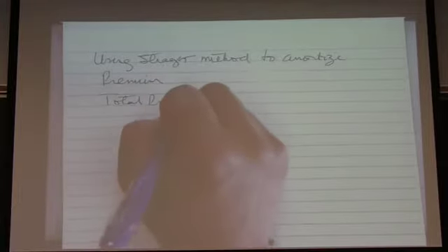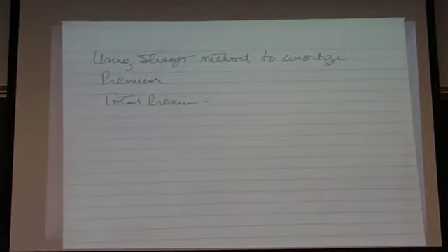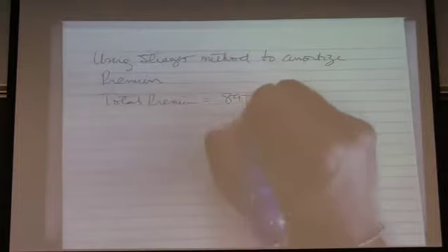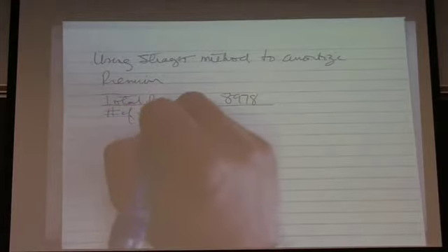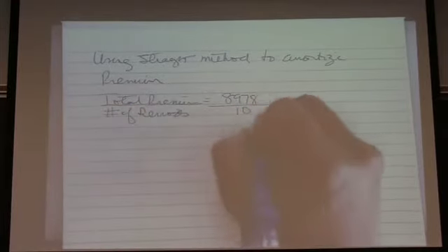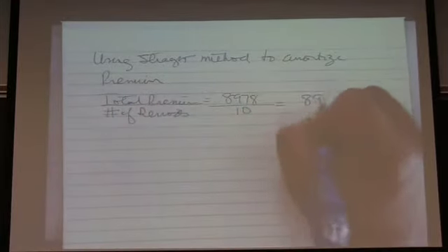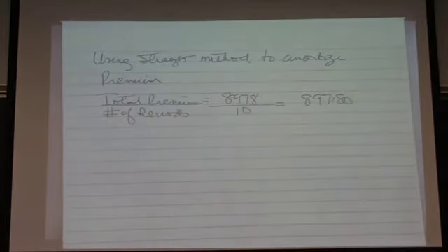We take the total premium. In our case, it's 8,978 divided by number of periods, which is 10, gives us 897.80. So that is the amount that we're going to amortize the premium.